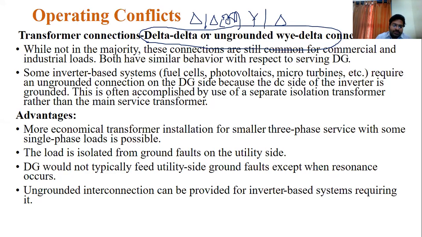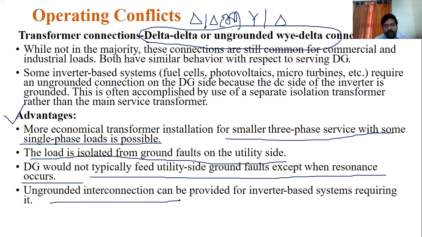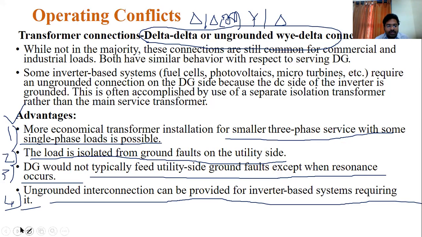Okay, so what are some different types of advantages while using this type of transformer connection? You see this. This is a more economical transformer installation for three-phase services with some single-phase load possible. The load is isolated from ground, so a single line to ground fault on the utility side: DG would not typically feed utility side ground faults, except when resonance occurs. Now see this, ungrounded interconnection can be provided for inverter based systems requiring it. These are the four different advantages while you are using this one.